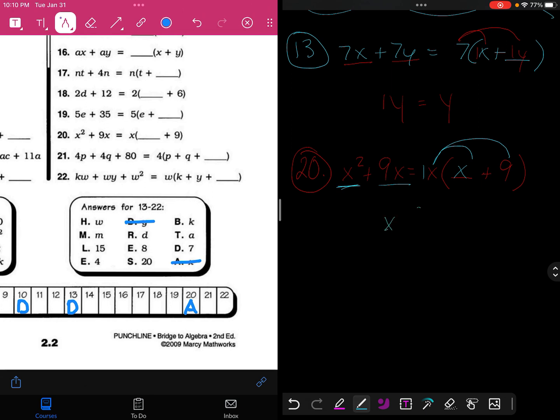Because if I was to rewrite this, x(x + 9), if I put an x here, x times x is x squared plus x times 9. And remember, we flipped that because the coefficient goes first, so that would be x squared plus 9x, which matches the original problem. All right.